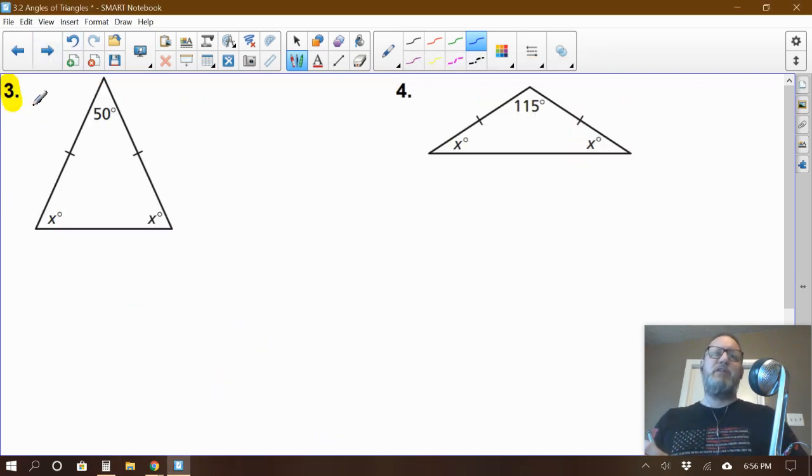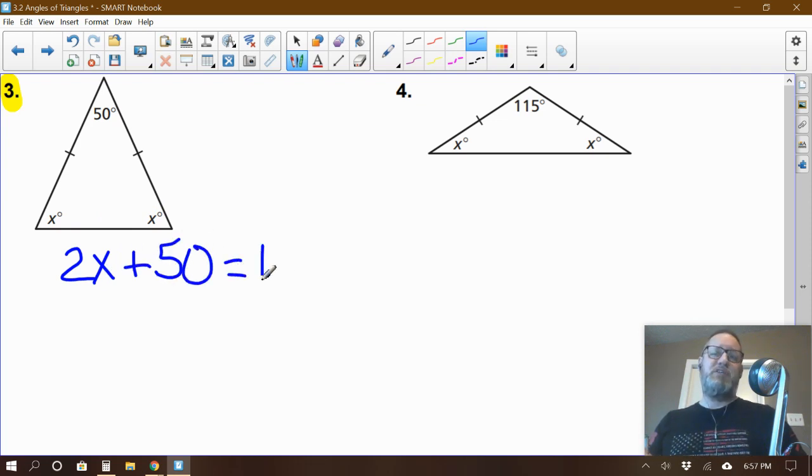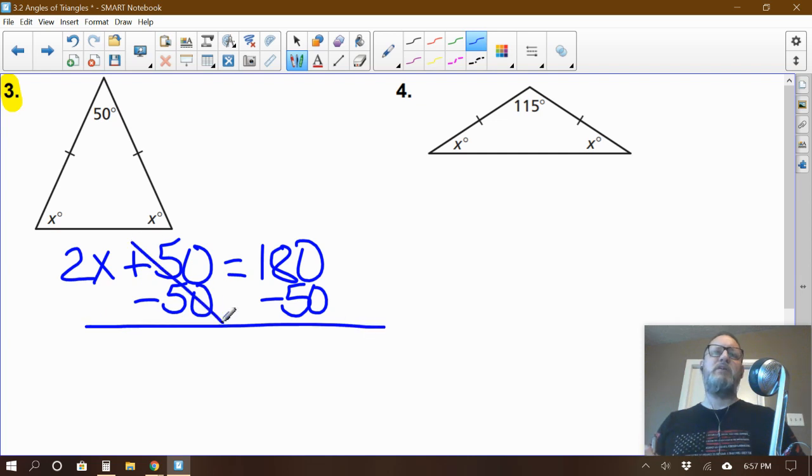All right, I also highlighted this one. So let's see here. Now we have two x's. So x plus x is 2x plus our 50. And again, it always equals 180 degrees. Subtract our 50 from both sides. And we have 2x equals 180 minus 50 would be 130.